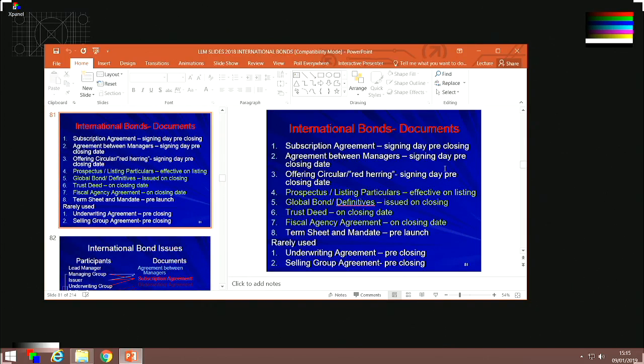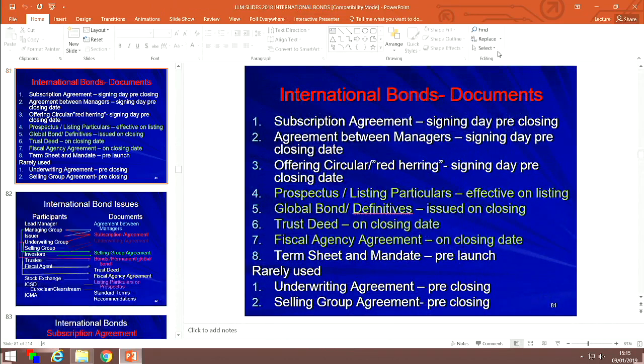That's a list of the documents that will be used in a bond issue. I can't remember whether I gave you this last time round, but that's what it is. Now you need to appreciate that this is why I said to you earlier that the process is important, the stages of that process are important, because these documents lock into different points in the process. You'll recall the whole thing starts with that term sheet and mandate, which is signed prior to launch without any legal obligations on either side.